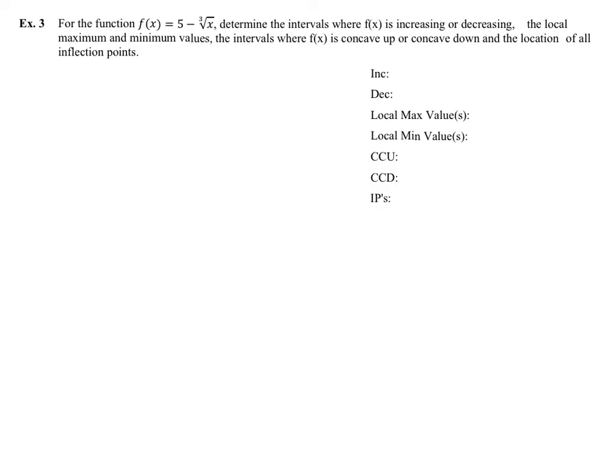So I have my list here: increasing, decreasing, local max, and local min. Let me just make a note that these first four items we can find using our first derivative. And then when we move on to concavity and inflection points, we'll find that information using the second derivative.